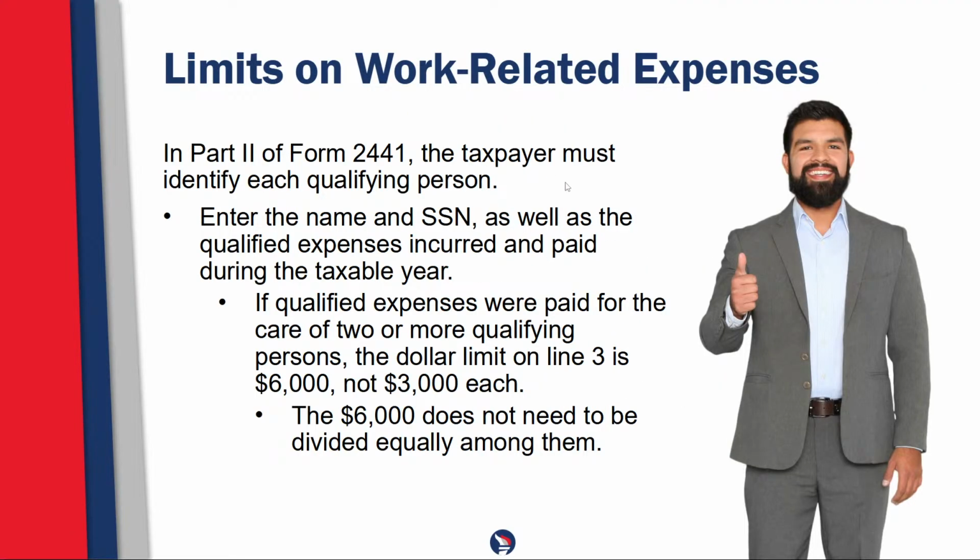Part 2 of the 2441, the taxpayer must identify each qualifying person. Enter the name, social security number, as well as the qualified expenses incurred and paid during the tax year. If the qualified expenses are paid for the care of two or more, the dollar limit on line 3 is $6,000, not $3,000 each. So once you got that second person on there, it's $6,000. I don't care how you get there, and you can bleed over. If you only paid $1,000 for one, you can do $5,000 on the other, because you have $6,000 total available. Because the $6,000 does not need to be divided equally.